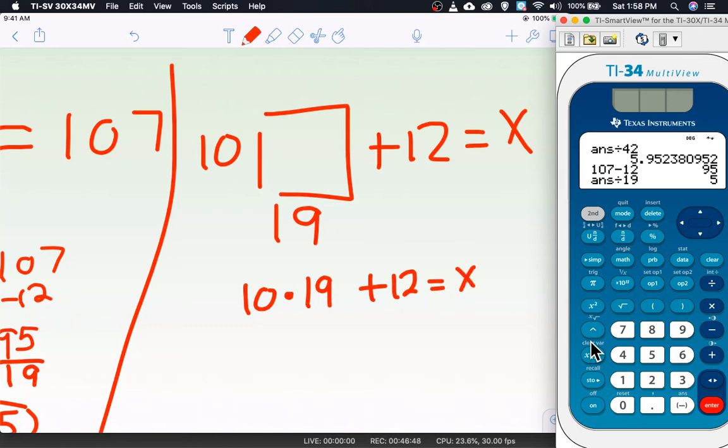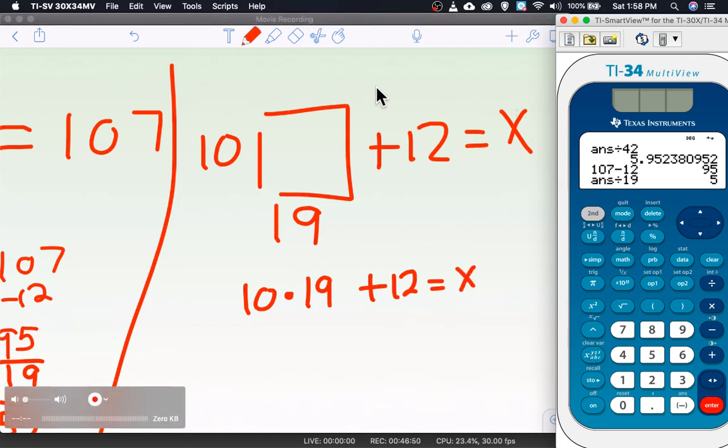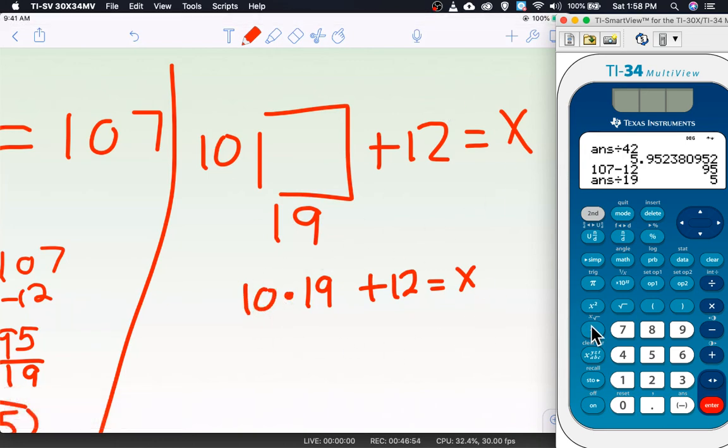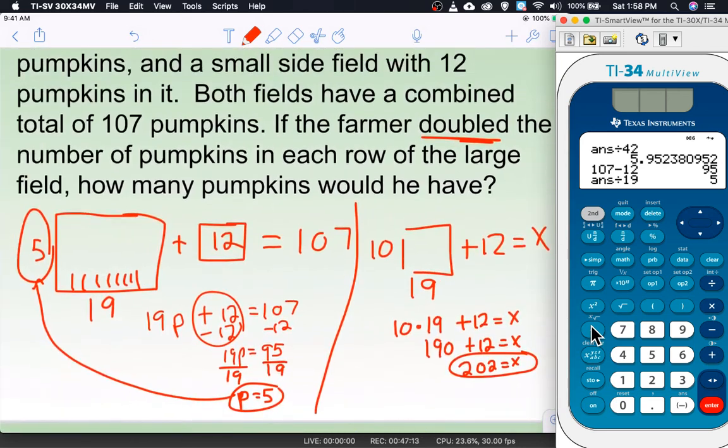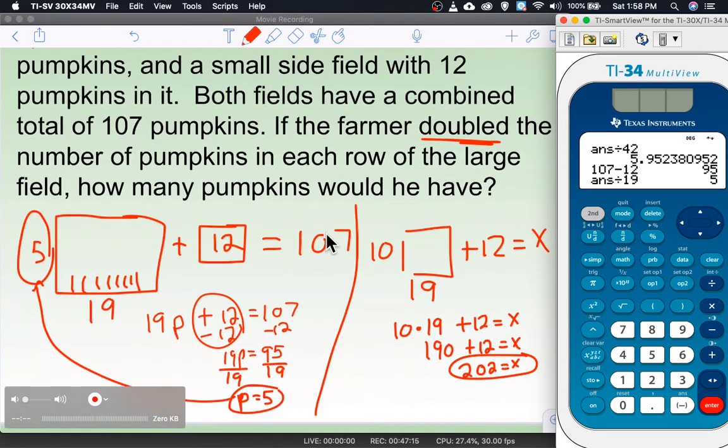I turned my picture problem into an equation. So this is 190, that's 10 times 19, plus 12 is x. I combine the 190 and 12, and I get 202 equals x. So instead of having the 107 pumpkins that he had originally, if he doubled the number of pumpkins in each row, he would now have 202.